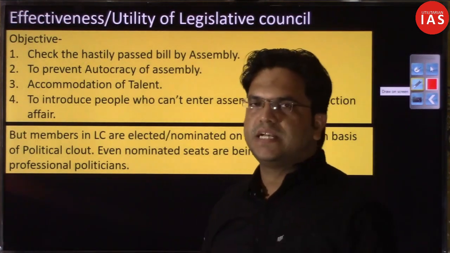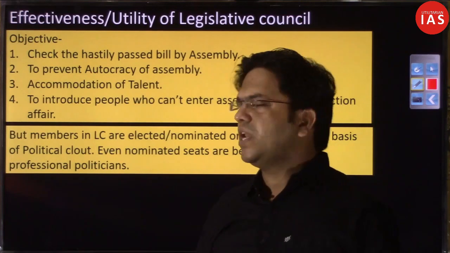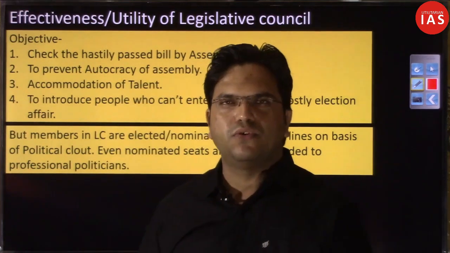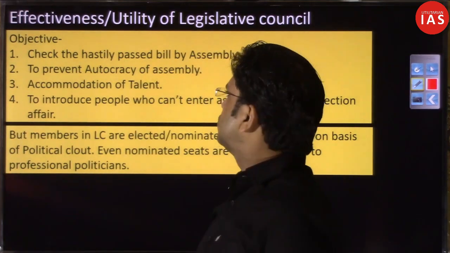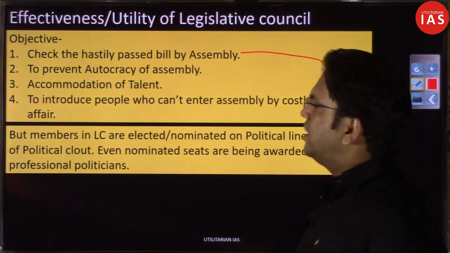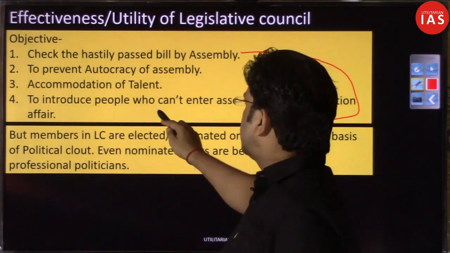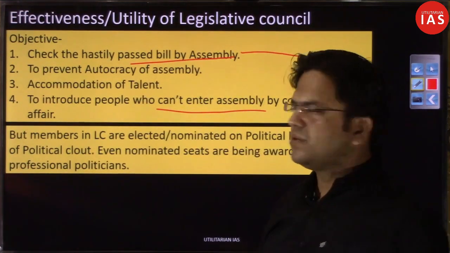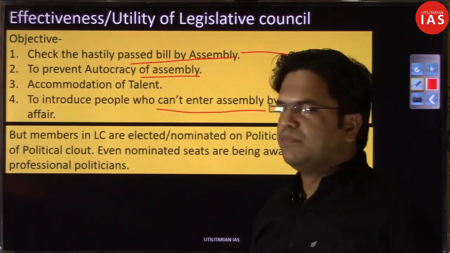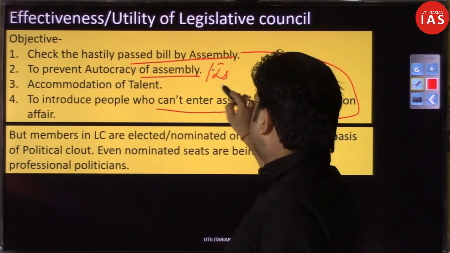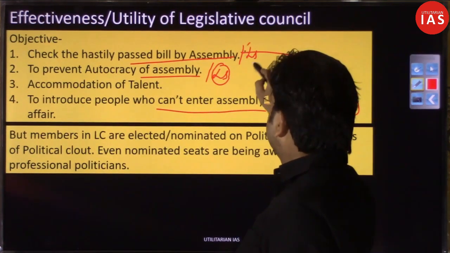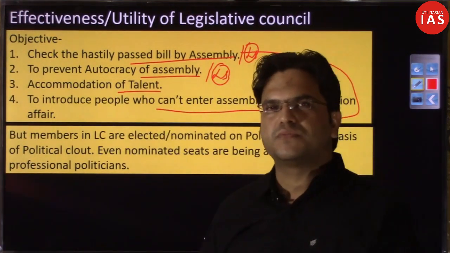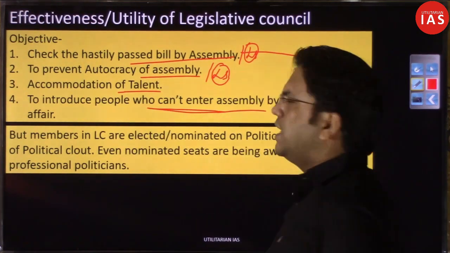Even before understanding the effectiveness or utility of any house, you will have to understand the objective: what was the objective behind its creation, and whether that particular house is fulfilling that goal or not. This objective we have already read, behind why the Rajya Sabha was created. So, to check hastily passed bills in the assembly, to prevent autocracy of the assembly; when you deal with the Rajya Sabha objective, you can replace the word assembly with Lok Sabha. And to accommodate people of talent from science, arts, social background, right, and to introduce people who can't enter the assembly.